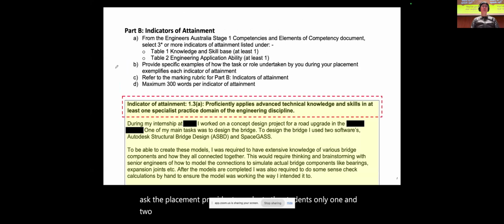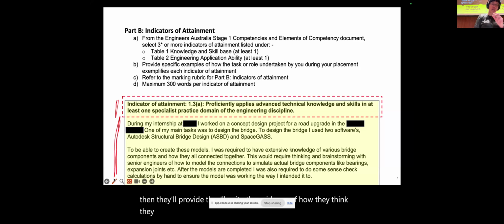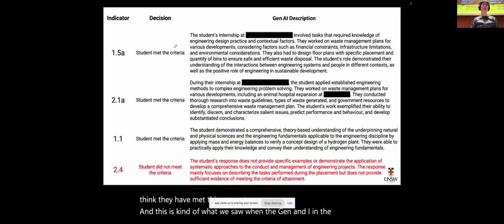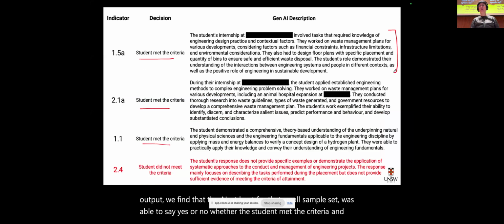And this is typically what the student would write. They would say something like, all right, I have met indicator attainment 1.3A, proficiency applying advanced technical knowledge and skill in at least one specialized practice, blah, blah, blah. And then they'll write the evidence of how they think they have met this competency. And this is kind of what we saw in the GenAI's output. We found that the AI, at least for that small sample set, was able to say yes or no whether the student met the criteria, and also output what I call a description of how they met that indicator.